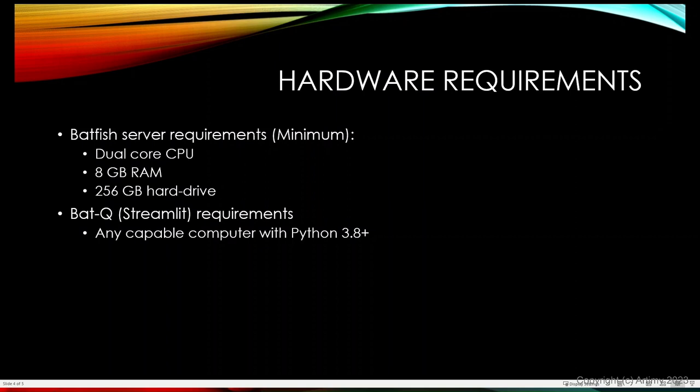That's usually the specification for a regular laptop, right? Actually, a laptop is probably more powerful than that. The Batfish server can work on its own separate machine. You need another separate machine for BatQ to install Streamlit and other Python modules and run it from there. Right, but it's not necessary to have two machines. You can combine them both in one.